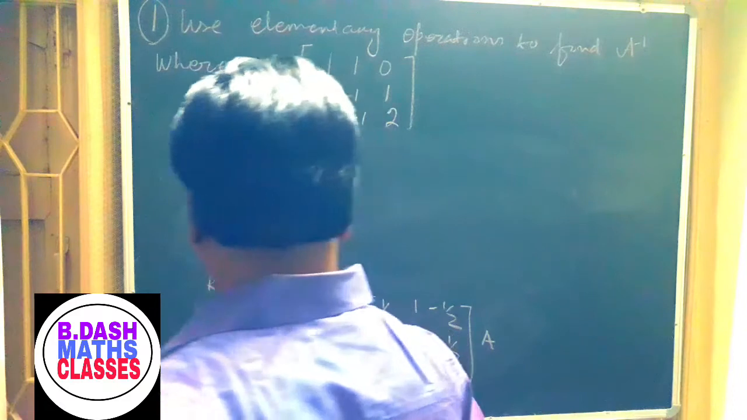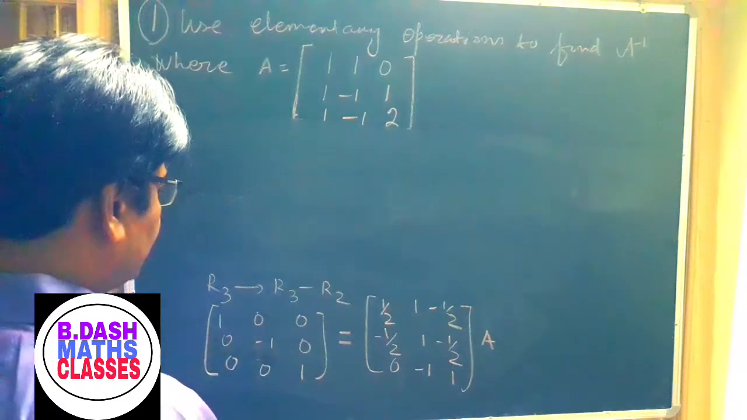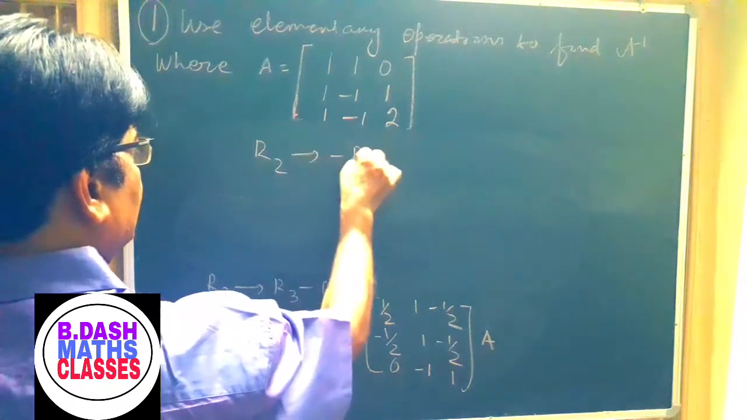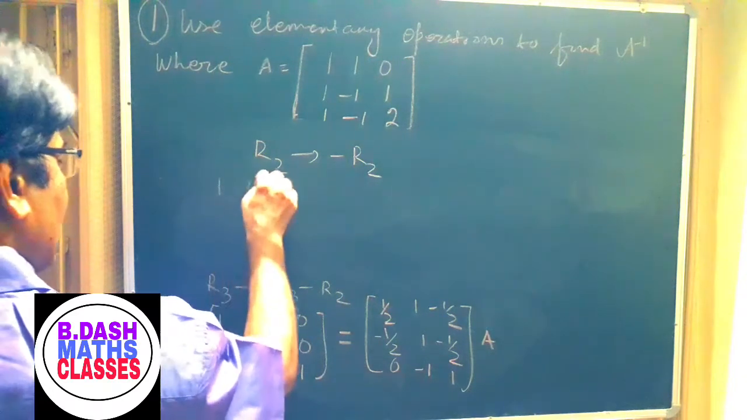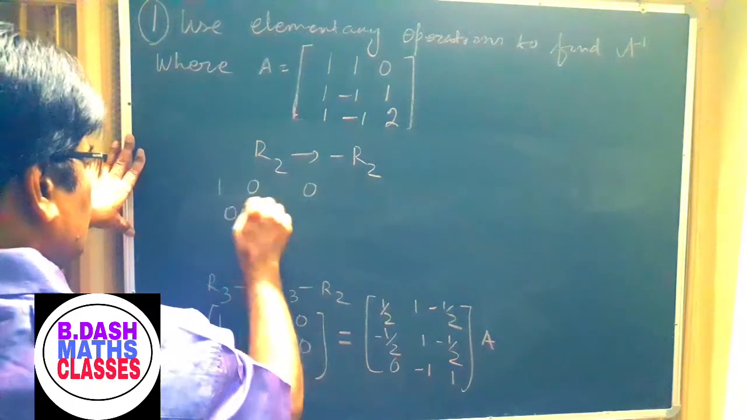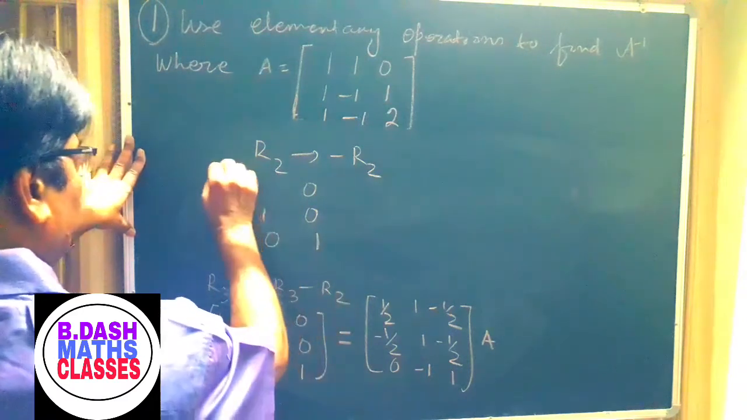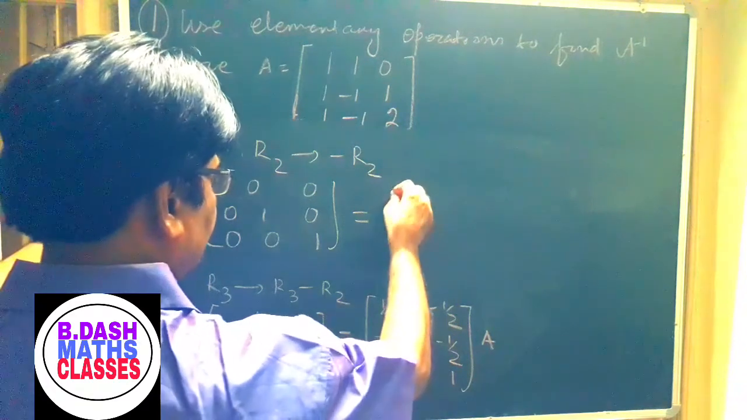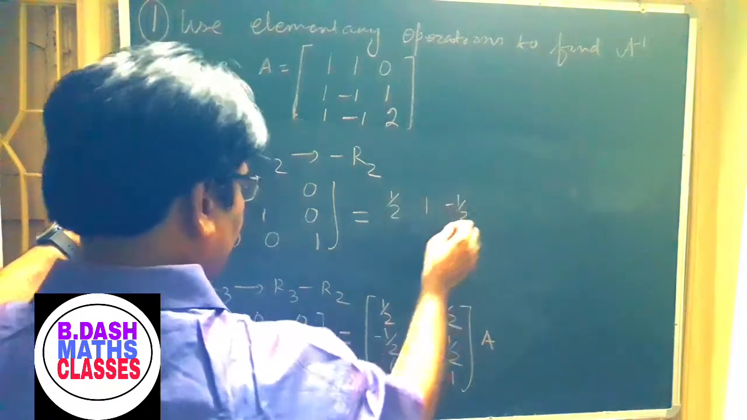To do so, let us replace row 2 by minus row 2. Row 2 replaced by minus row 2. So this gives us 1 0 0, 0 1 0, 0 0 1. So we are getting the unit matrix on the left side. This is 1 by 2, 1, minus 1 by 2.